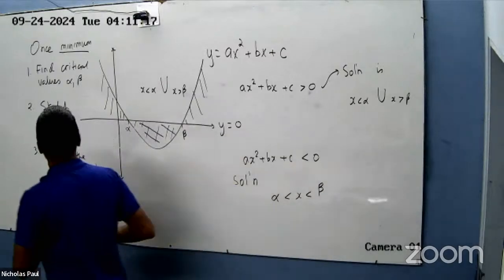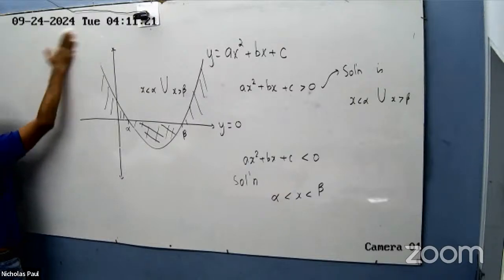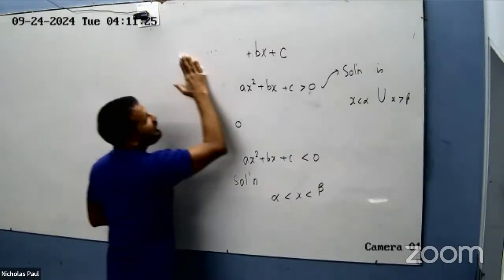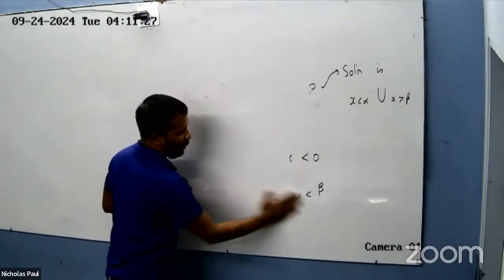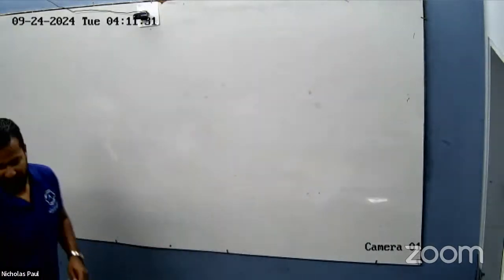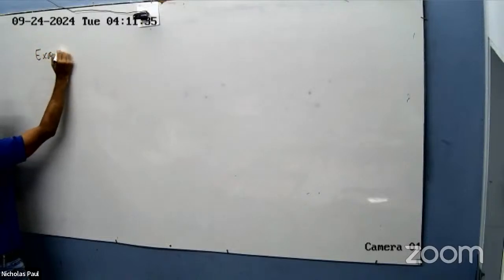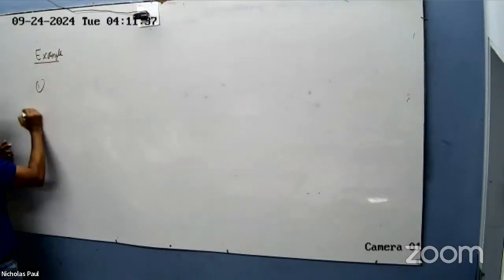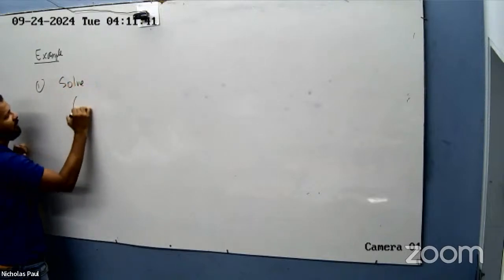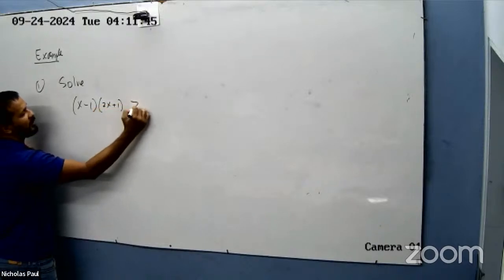All right, so let's try one. We're following these steps. I hope you all remember how to get alpha and beta, right? That's one of the important things that you have to remember. So let's try an example. Example number 1. Let's see if we can solve (x minus 1)(2x plus 1) is more than 0.